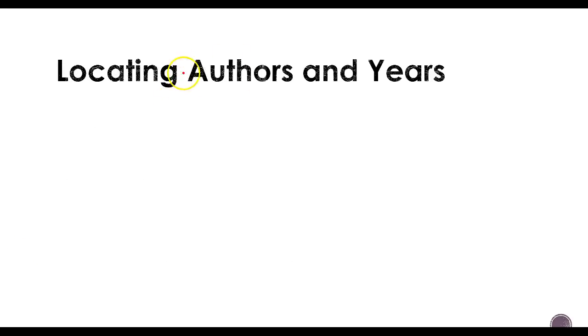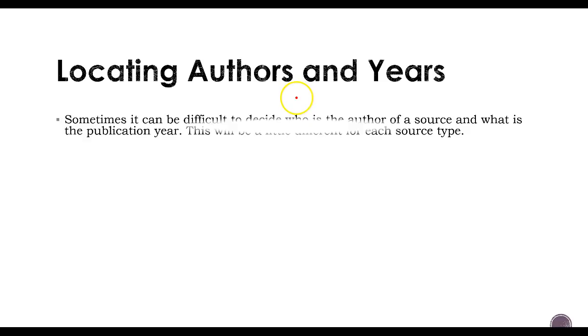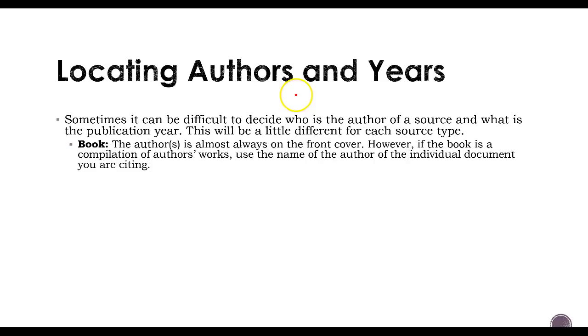So sometimes you can have trouble locating your authors and years, and it can be tricky, depending on the types of sources, to figure out who is the author of this source and what was the year that the source was written. So let's talk about the 3 major types of sources: books, articles, and journals, and we'll take a look at examples of where we can find the authors and the dates so that we don't have any trouble bringing those in our in-text citations. So for books, the authors are pretty much always on the front cover.